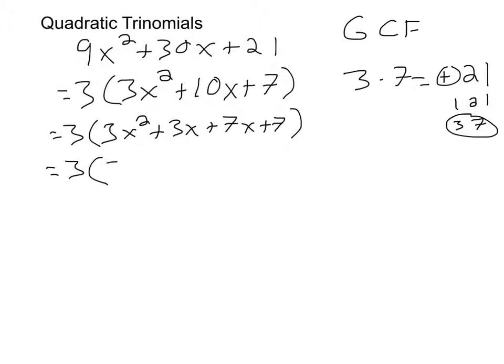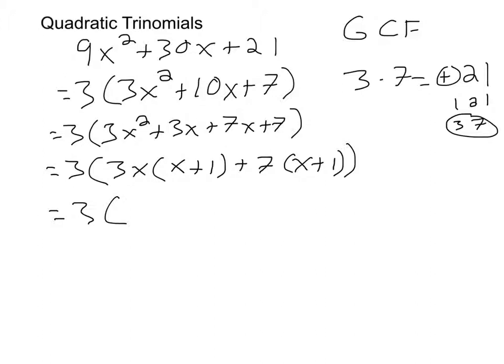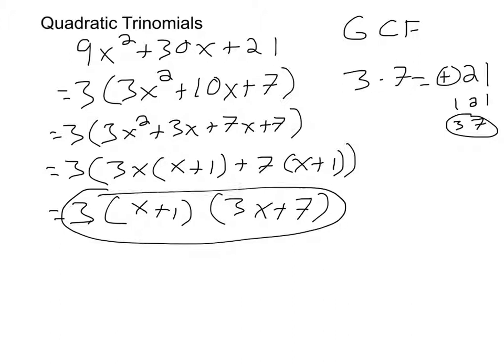The 3x squared and 3x share a 3x, leaving behind one of those x's and just a 1. The second set of terms, the 7x plus 7, share a positive 7, leaving behind, what do you know, x plus 1. Because these two are the same, I'm just going to pull that out in front, still inside the parentheses with the 3 out in front, and then combine the terms that were left over, the 3x and the plus 7, to make 3x plus 7. And nothing further that I can do there. That's how you factor a quadratic trinomial.